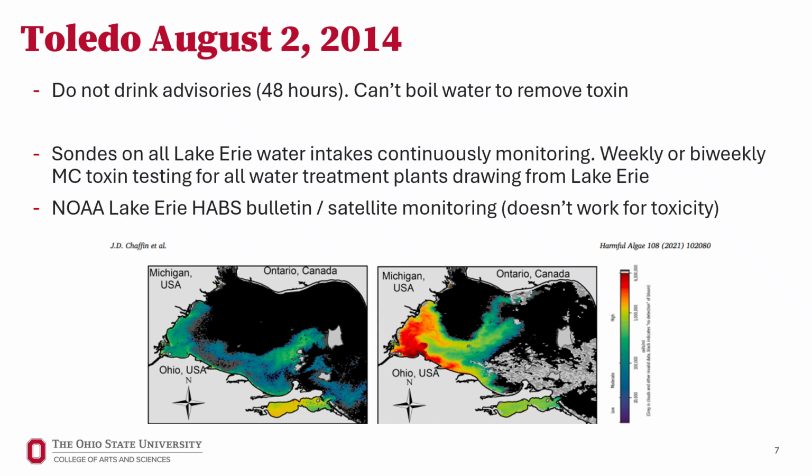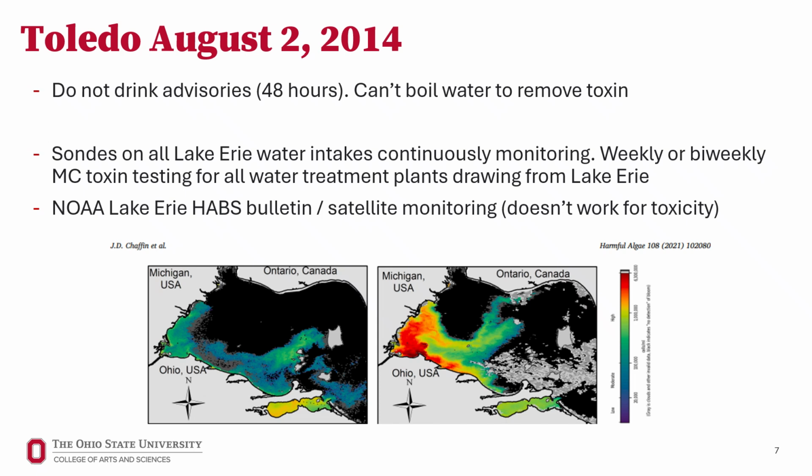As a result of this incident, there are now sensors called SONs placed at the intake of each drinking water treatment plant in Lake Erie. They consistently monitor the water quality. In addition, NOAA puts out a Lake Erie HABs bulletin, where they use satellite monitoring to track the size and location of any harmful algal blooms in Lake Erie.